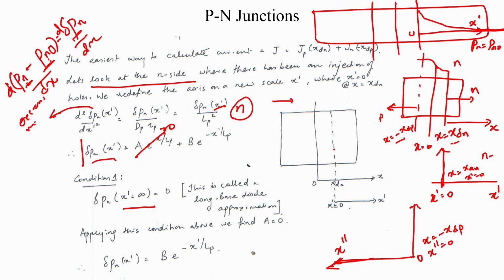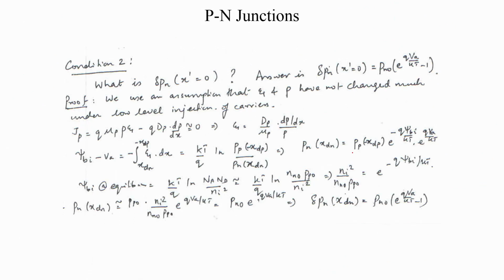So what is the next boundary condition? I need to identify this coefficient B, and once I identify B, I have my expression for delta Pn. The next boundary condition is to identify the hole population at x dash equal to 0. And here I have given you a short derivation, but in short the answer is this.